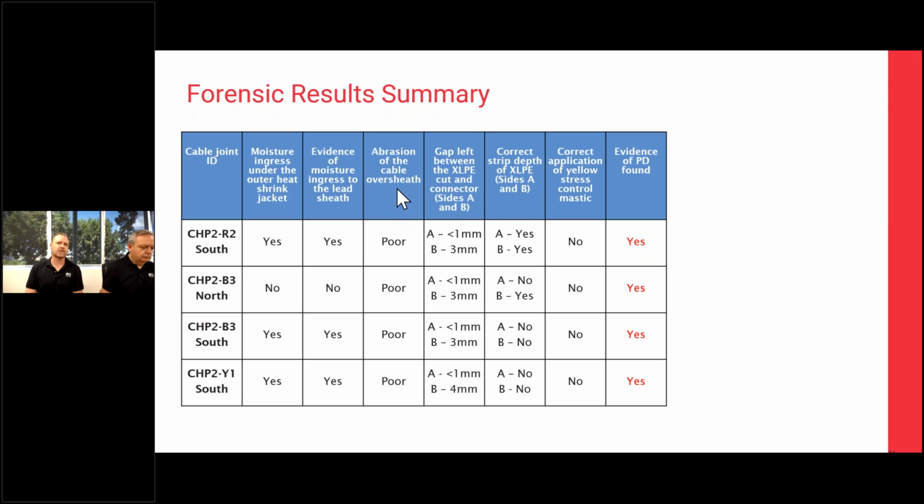Also, the abrasion on the cable outer oversheath, where the big outer heat shrink goes and you abrade the cable underneath it with a rasp or a file to get good adhesion between the two, had poor abrasion. And then 3 out of the 4 had evidence of moisture ingress into the lead sheaths and into the outer heat shrinks. So workmanship defects had caused these PD sites to occur.